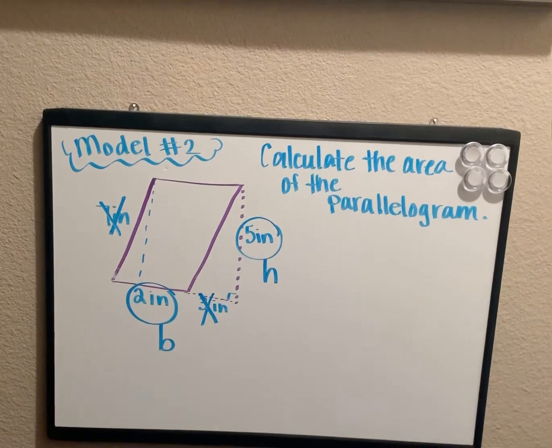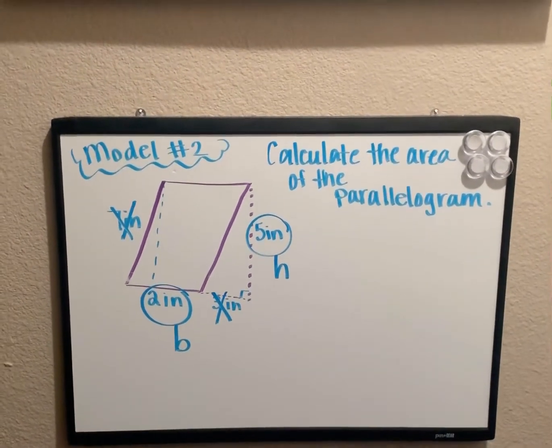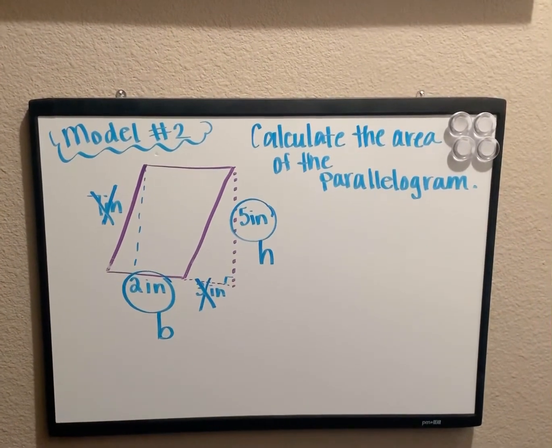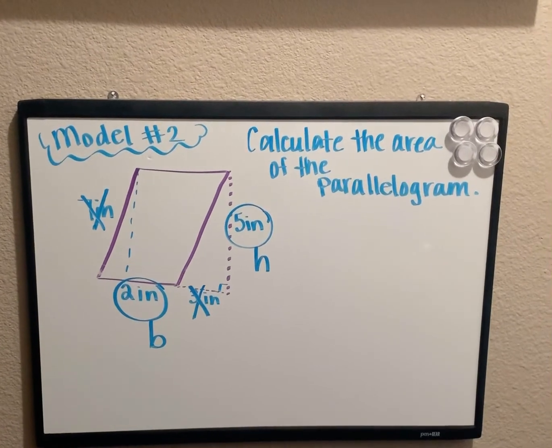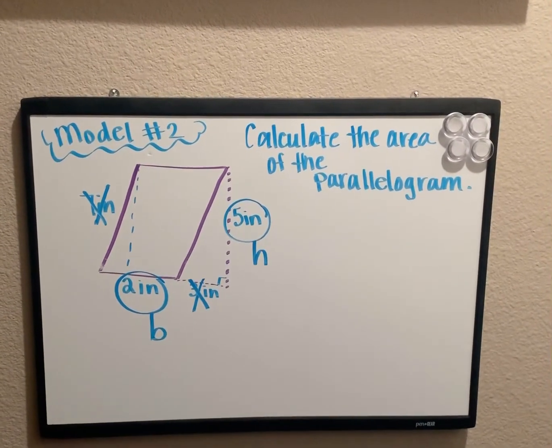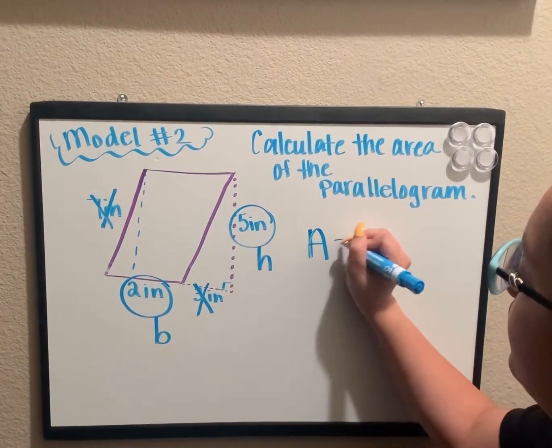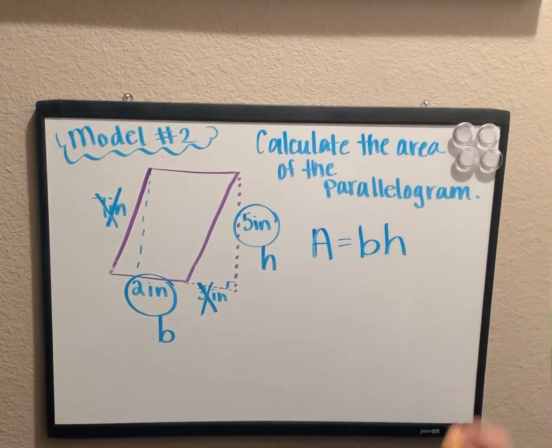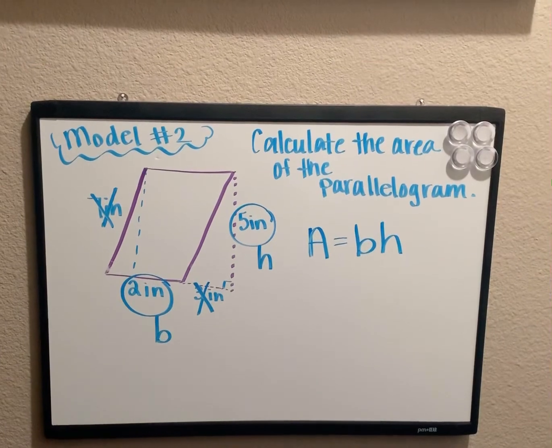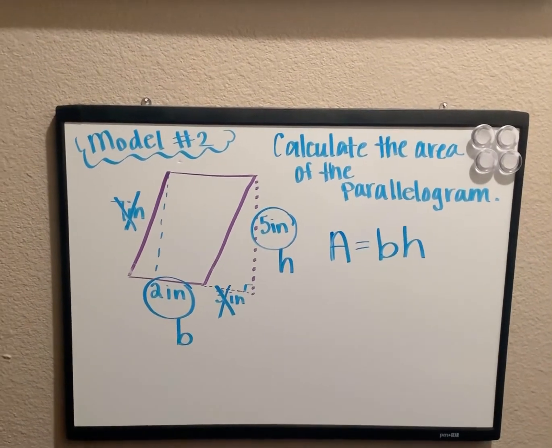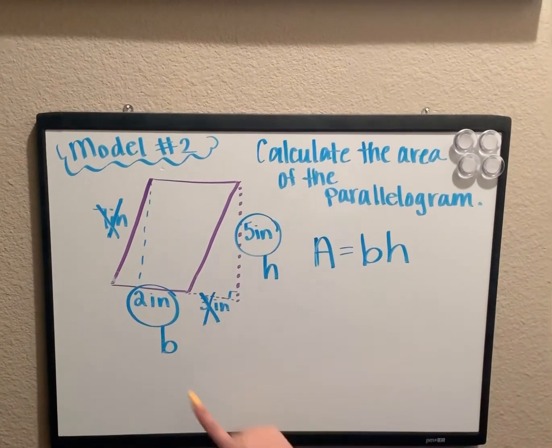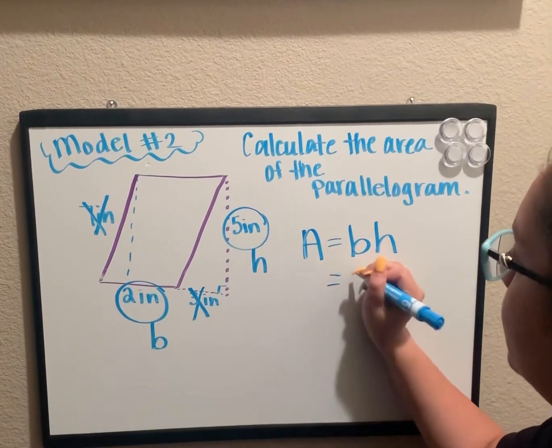Now let's go ahead and go back to the problem. It wants us to calculate the area of the parallelogram. I first asked myself, what is the formula I need to answer the area of a parallelogram? Well, I know that its area equals base times height. Next, I asked myself, what are the correct measurements I need to replace base and height? We already found those, so let's go ahead and replace them.